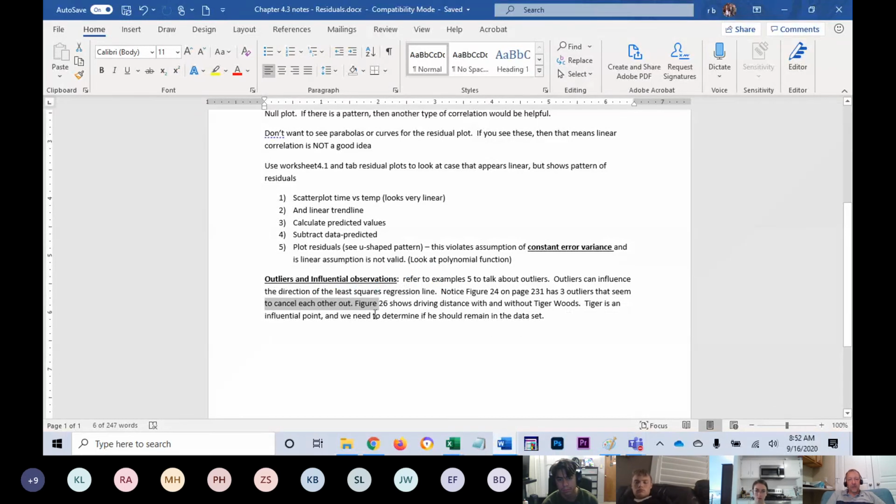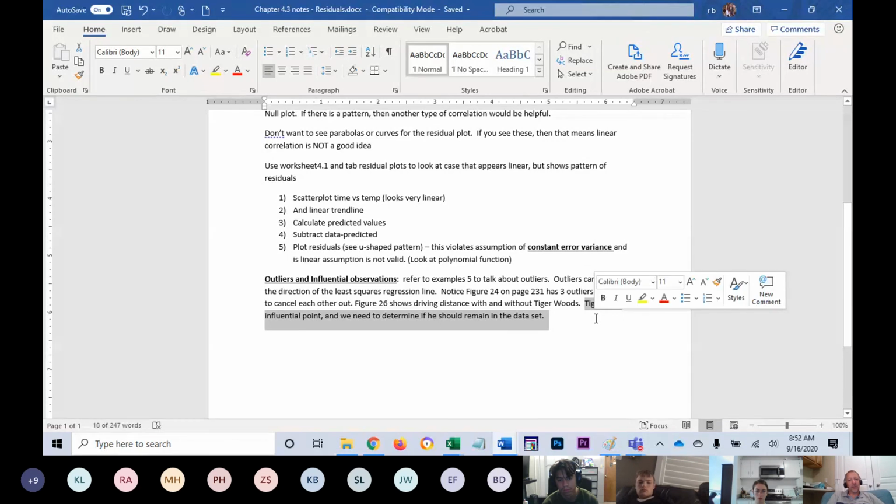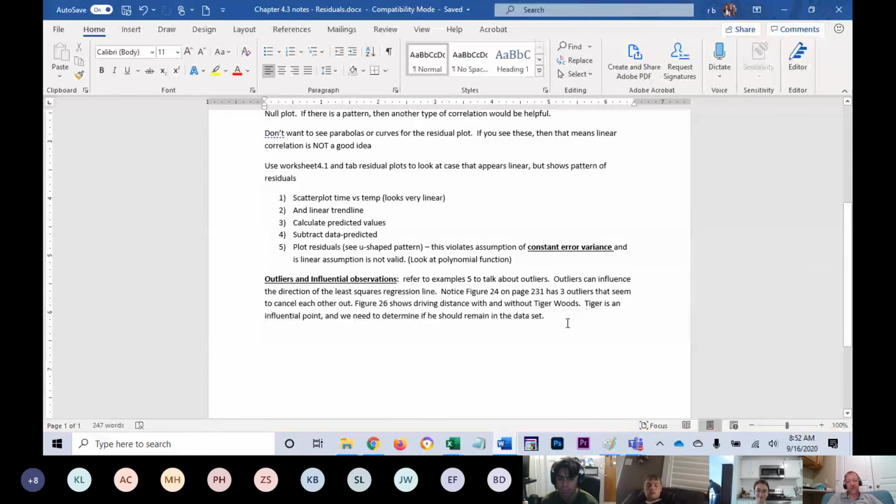Also there's a picture in your book, I'll let you just look at that, that shows with and without Tiger Woods. Tiger can drive the ball farther than anybody, and so we need to determine if he should remain in the data set. We shouldn't just throw him out because he really does hit the ball that far, but we just need to be careful about that sort of thing.